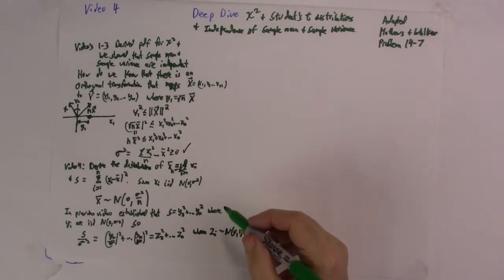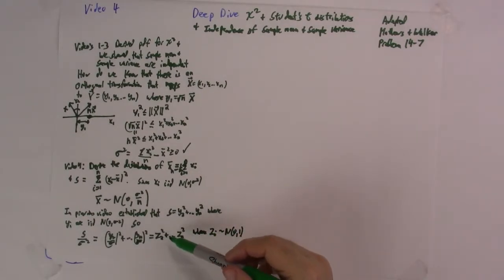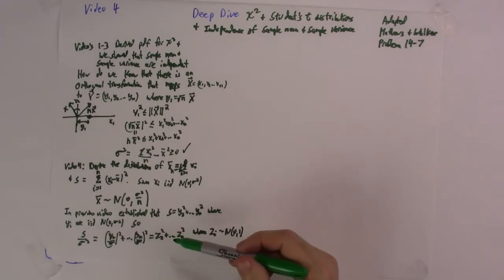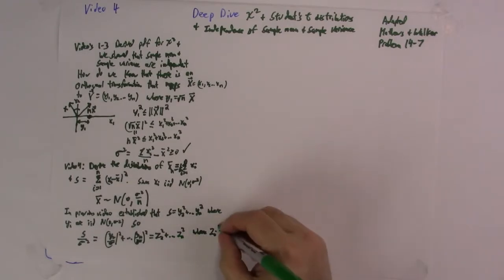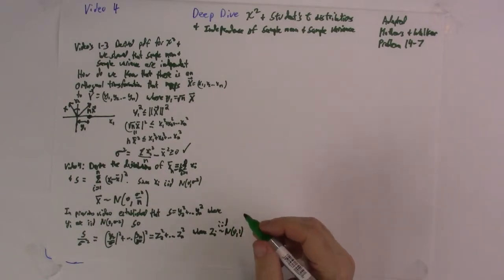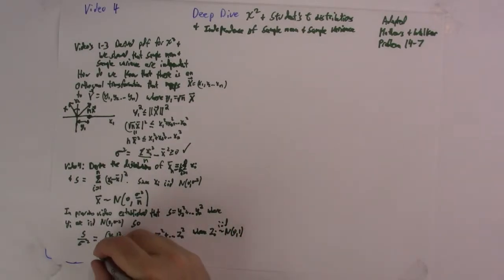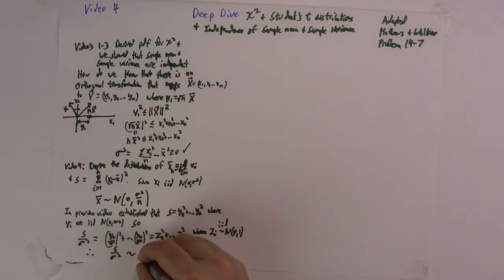So now, if you remember the definition of a chi-squared distribution, chi squared with d degrees of freedom is the sum of d independent standard normal variables. So that shows that s over sigma squared, let's make this Sn, has a distribution of chi squared with n minus 1 degrees of freedom.